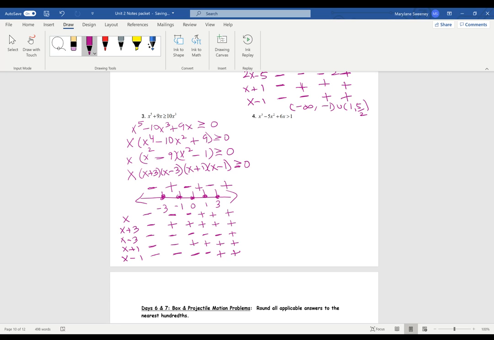Now, greater than or equal to 0. Greater than 0 means I want where the positives are. So, -3 to -1, hard brackets, 0 to 1, hard brackets, 3 to infinity. So now I'm just reading literally right off of that number line. And that's my answer.